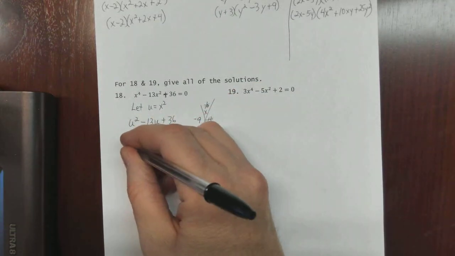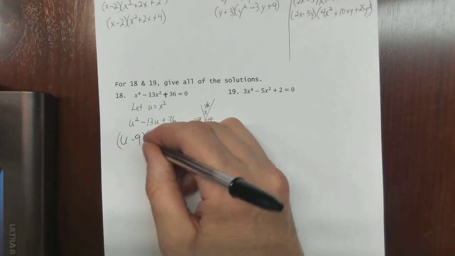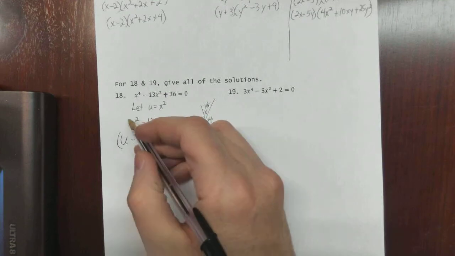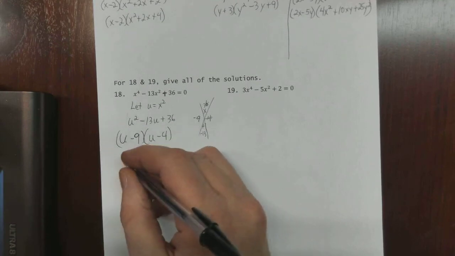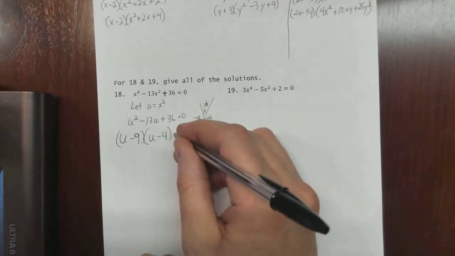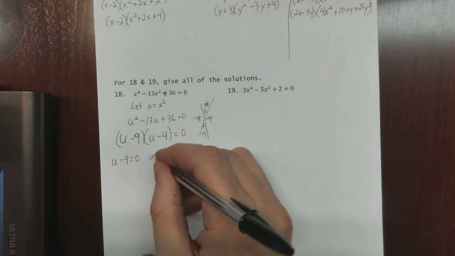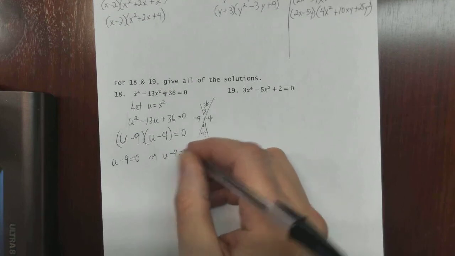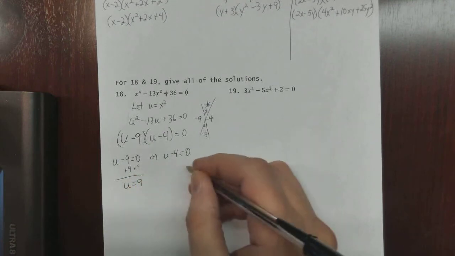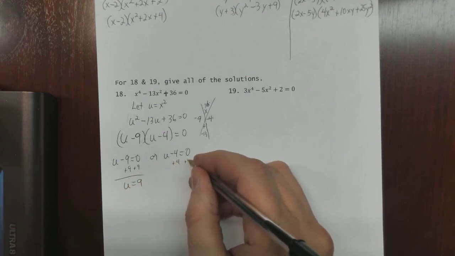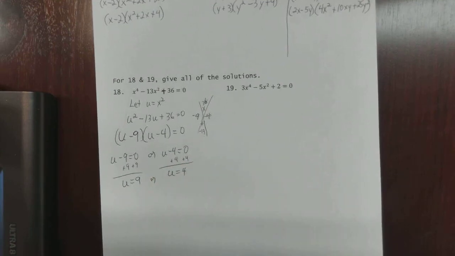So I'm going to take the shortcut here and just write u minus 9 times u minus 4. I can do that when 1 is the coefficient of u squared. And let's not forget that that's equal to 0. So u minus 9 equals 0, or u minus 4 equals 0. If I add 9 here, I got u equals 9. If I add 4 here, I have u equals 4. So u equals 9 or u equals 4.